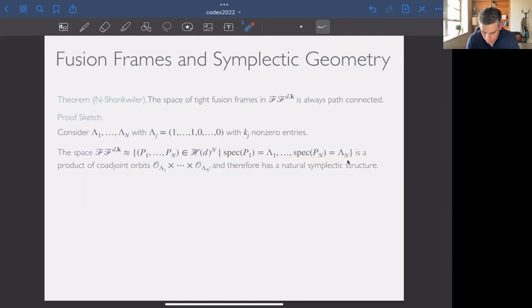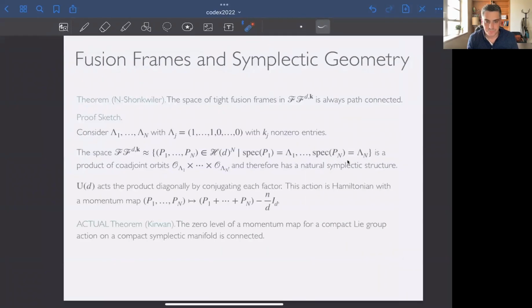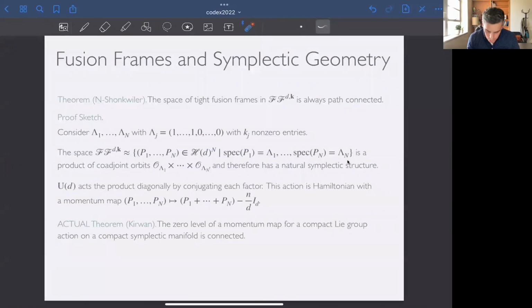Now, if I have a bunch of symplectic manifolds and then I take their product, there's an obvious way to put a symplectic structure on that product, and so you can do so, and then you see that this frame space has a natural symplectic structure. The unitary group still acts diagonally, so it acts on each of these coadjoint orbits, just by hitting each one by the same matrix.